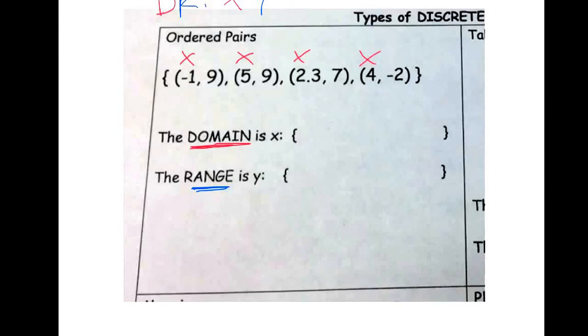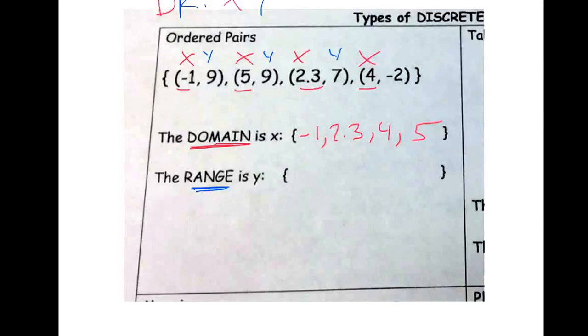So if I list my domain, and we like to list them in order from smallest to biggest. -1 is the smallest, comma, 2.3 is the next biggest. 4 is actually next. And 5 is next. Then we go to my range. Those are my Y values. So my smallest Y value is -2. Next smallest is 7. And those two are tied at 9, so I only list them once. We only list repeaters one time in there. So this is how you do the domain and range of discrete.